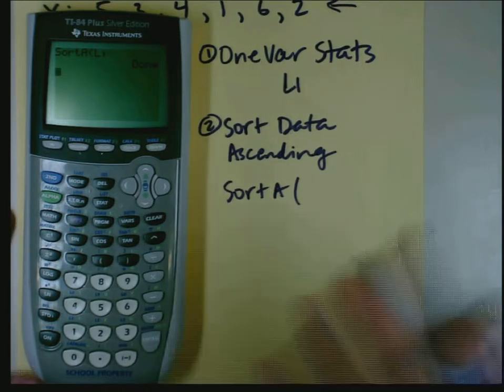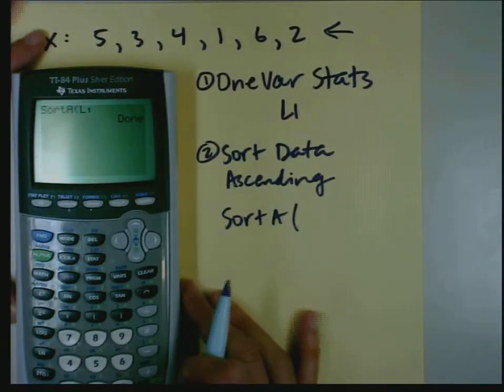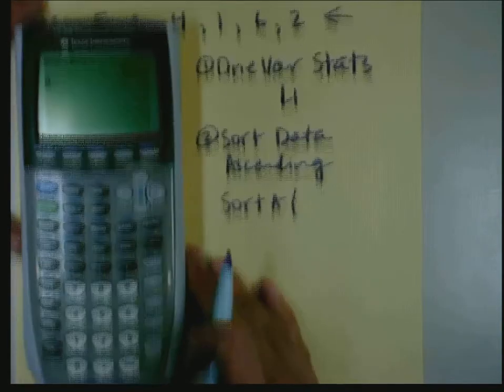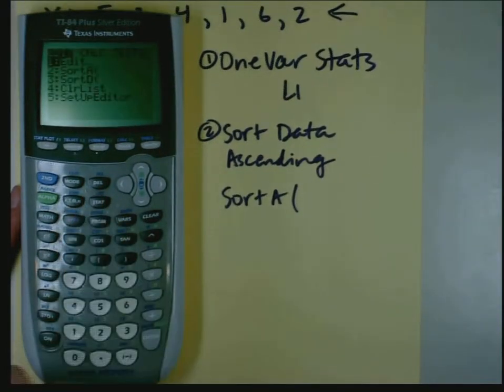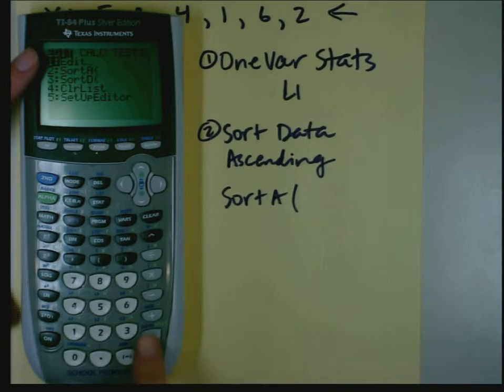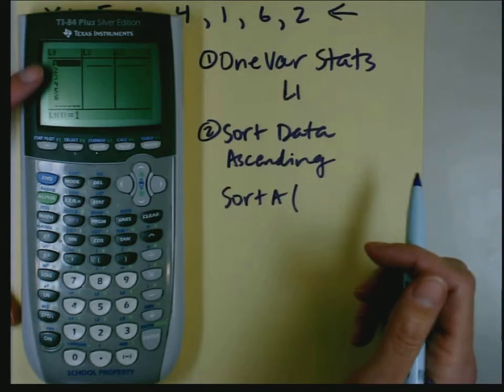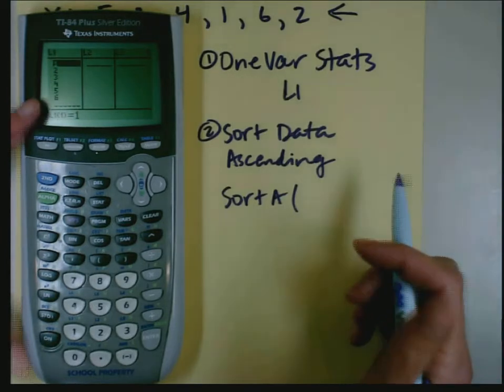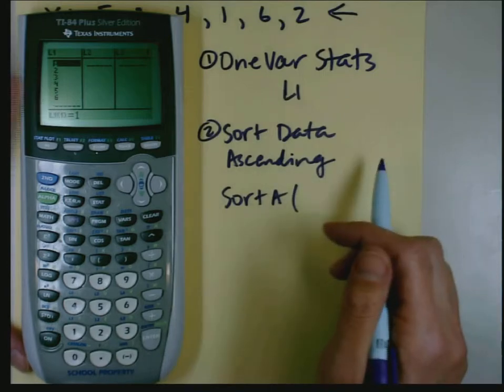I want to see that list. Remember, originally we had it in the order that was given. Let's check and see what happened to L1. I can view lists in stats. So I go to stats, edit is where I view my lists, and there they are, all the same data values, but now in order: 1, 2, 3, 4, 5, 6. You could also sort descending, but I think you'll find that this is a really helpful tool.